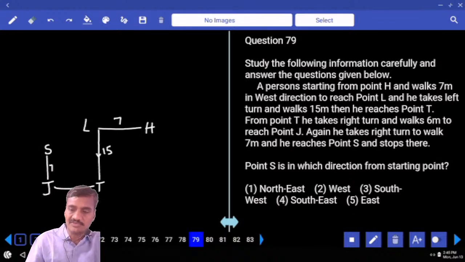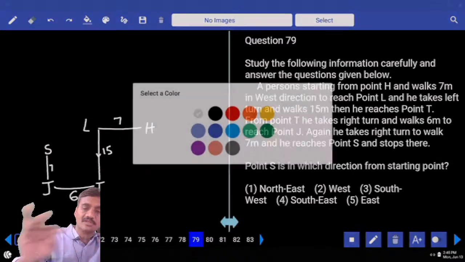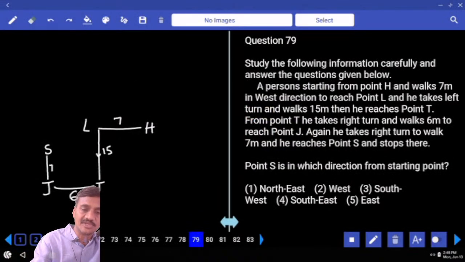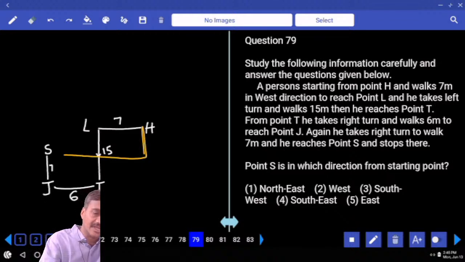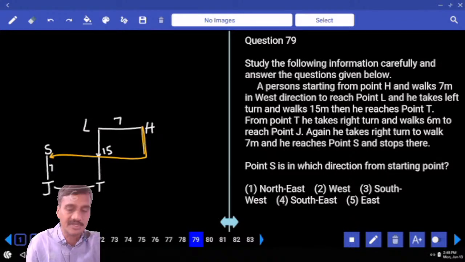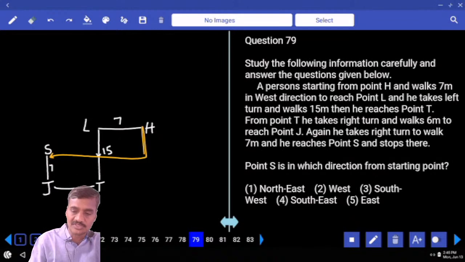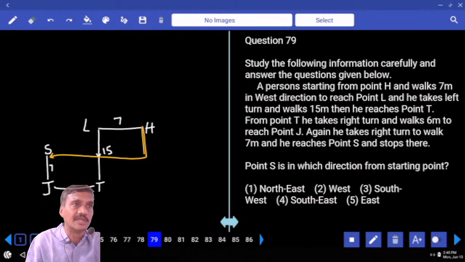Then S is in which direction from the starting point? What is the direction of S from H? In order to reach S from H, first I need to move towards south and towards west, that is southwest. Southwest is given in choice 3, question number 79.